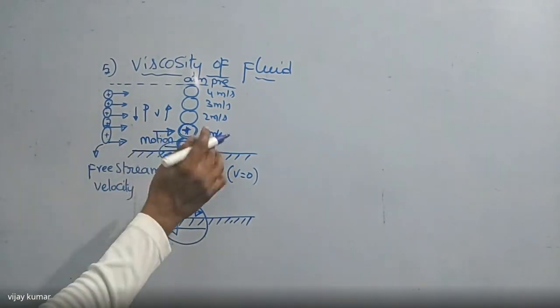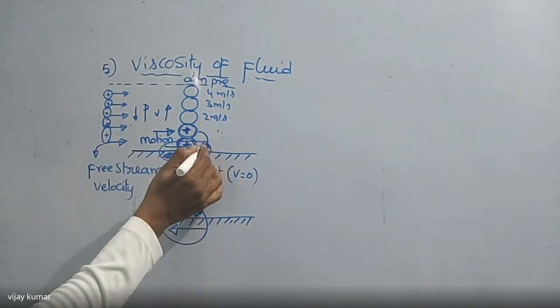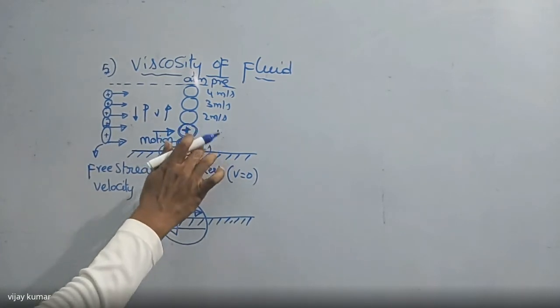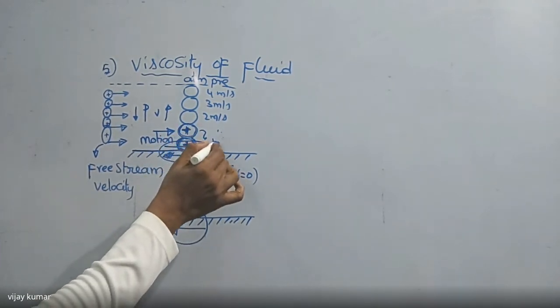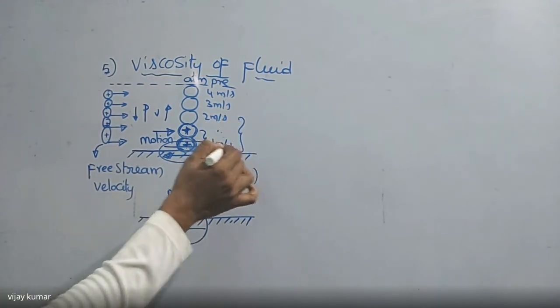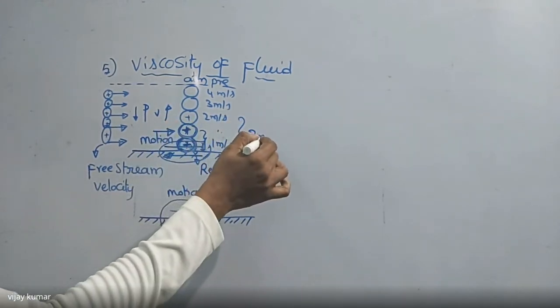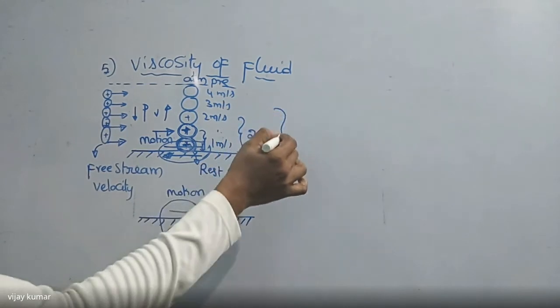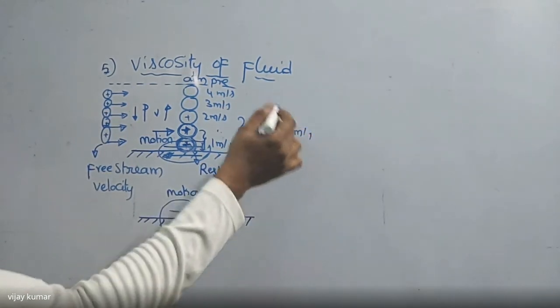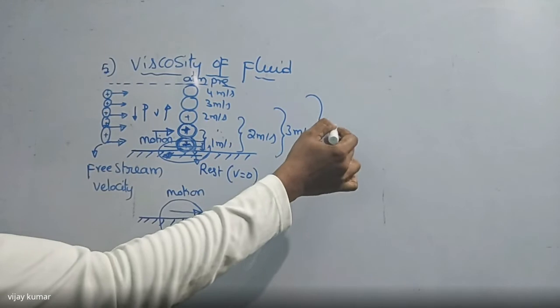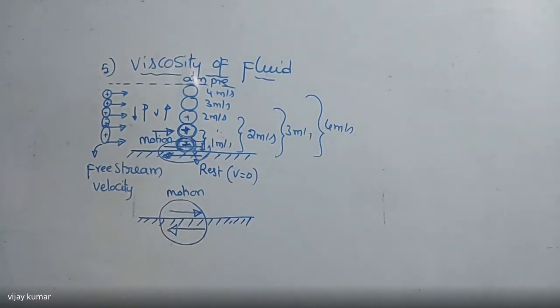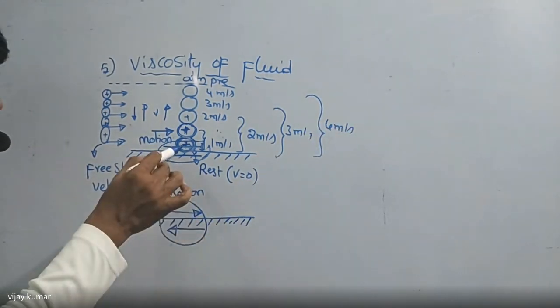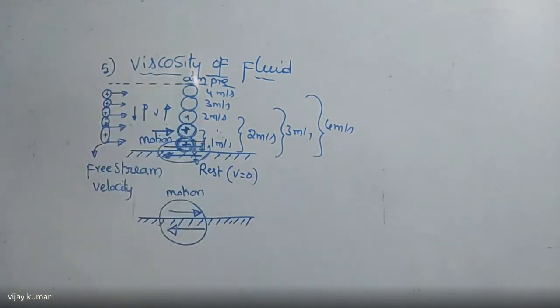Between the boundary and this particle, 1 meter per second. Between the boundary and this particle, 2 meters per second, and between this particle and the boundary 3 meters per second, and between this particle and the boundary 4 meters per second. So what I'm saying is, when the velocity variation goes on increasing, shear force also goes on increasing. Did you get my point or not?